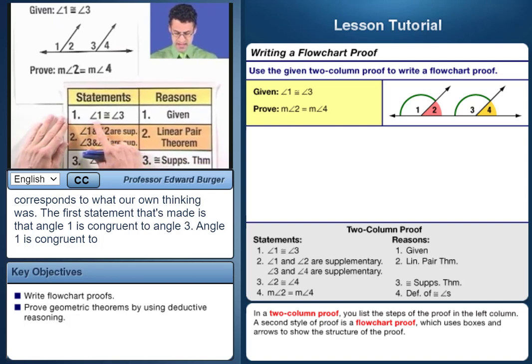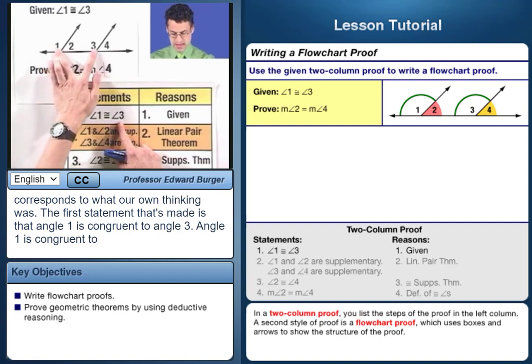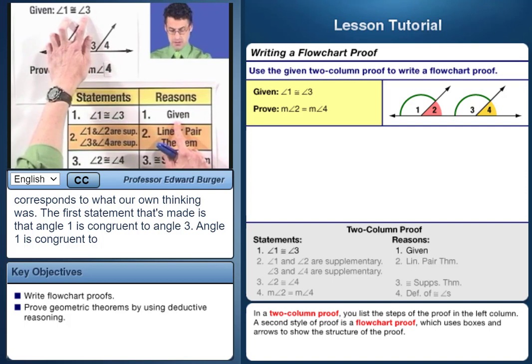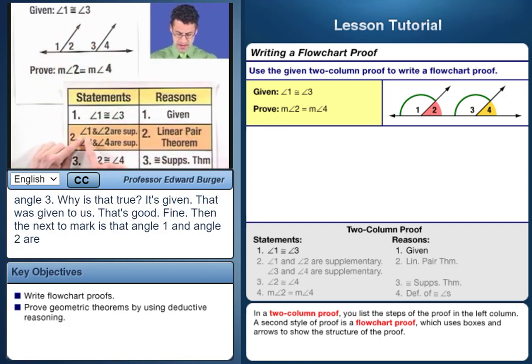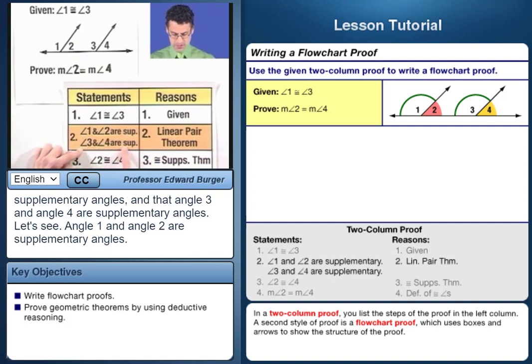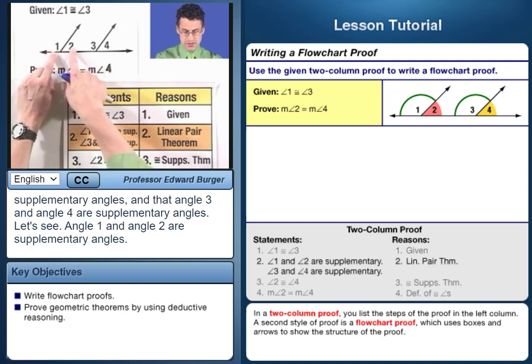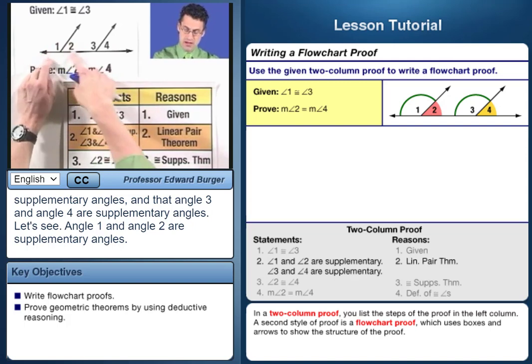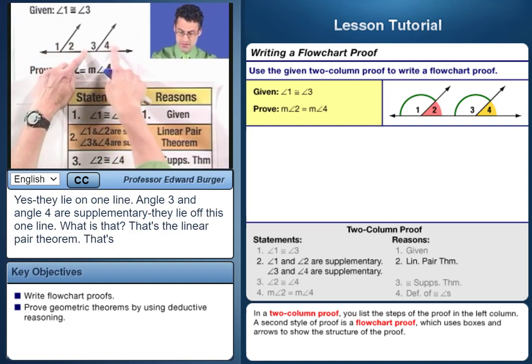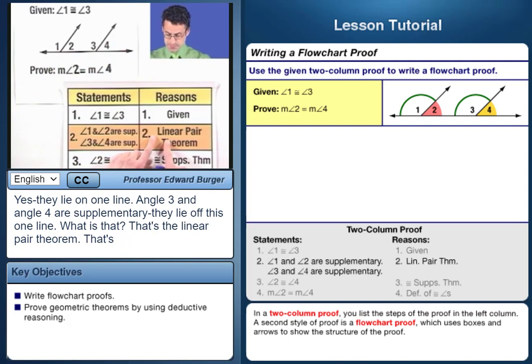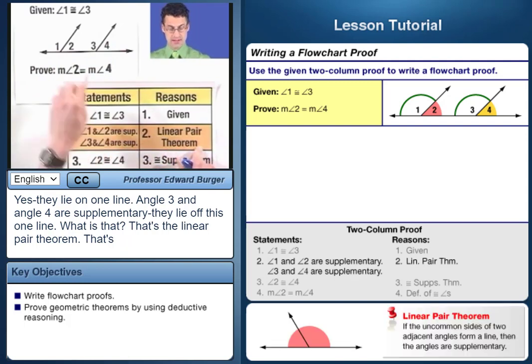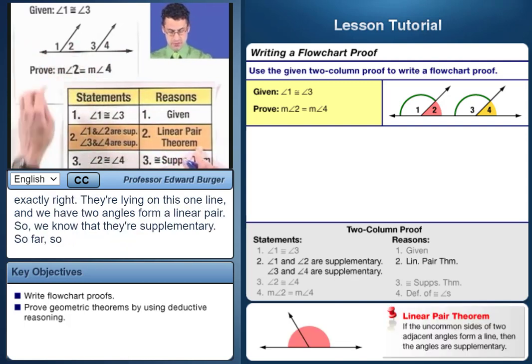So first, the first statement that's made is that angle 1 is congruent to angle 3. And why is that true? Oh, it's given. Right, that was given to us. So that's good. Okay, fine. Then the next remark is that angle 1 and angle 2 are supplementary angles, and angle 3 and angle 4 are supplementary angles. Let's see, angle 1 and angle 2 are supplementary. Yep, they lie on one line. Angle 3 and 4 are supplementary. They lie on this one line. So yeah, and that's what? Well, the linear pair theorem. So that's exactly right. They're lying on this one line. We have two angles that form a linear pair, so we know that they're supplementary. Okay, so far so good.